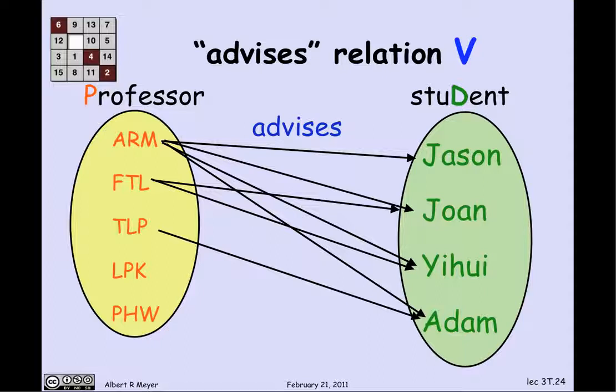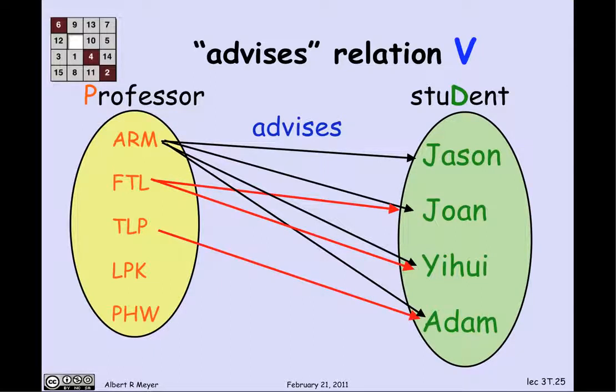So in particular, it shows that ARM is the advisor of Jason, Joan, Ihui, and Adam, which he happens to be. FTL is an advisor of Joan and Ihui. So Joan has 2 advisors because she's a double major. Ihui does as well. And Adam does as well, now that I look at this example.